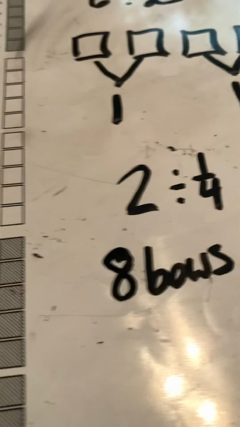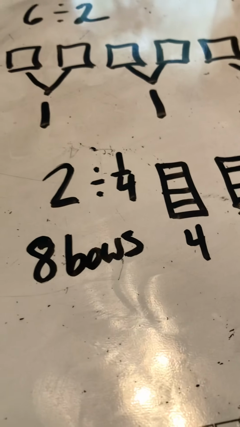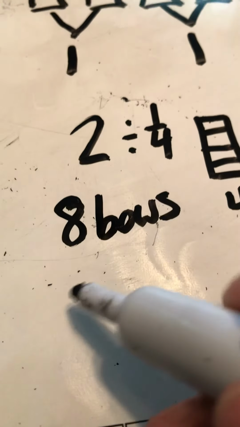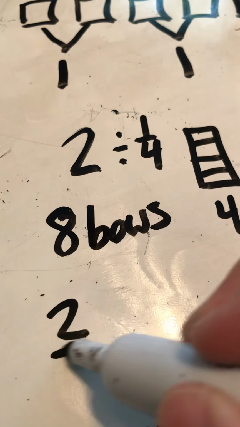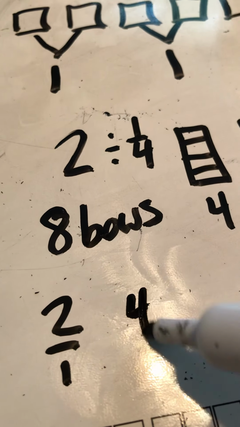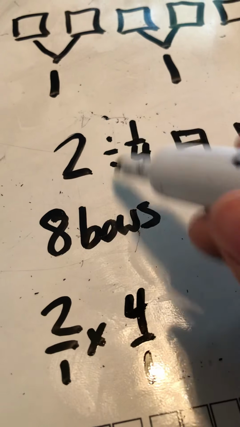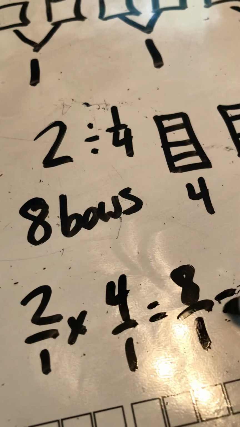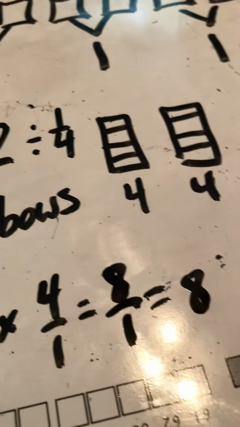Some of you are like, I like drawing it out. It really helps me to visualize what I'm doing. Others of you are like, well, I want to do what Mr. Eckrich just said. So I'm going to put 2 over 1. And the 1/4 I'm going to flip. It's going to become 4 over 1. And then the division sign becomes a multiplication sign. And I get 8 over 1, which gives me 8 bows still.